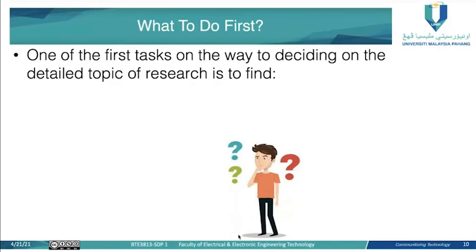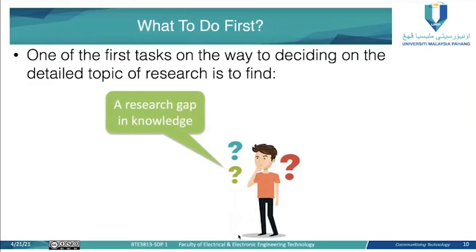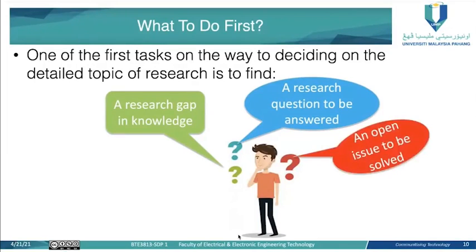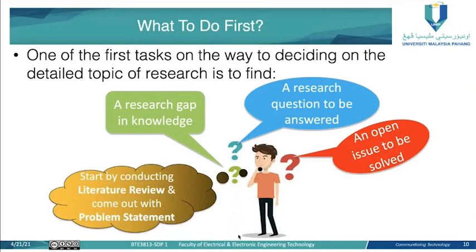So the correct way to start here is to find the research gap in knowledge, the research question to be answered, and the open issue to be solved. If you do not have these things, you are just wasting your time. If you do not have a research gap, a research question, or an open issue or limitation in an existing system, you are wasting your time now. So the best way to start is to conduct a literature review and come out with your problem statement. Without the problem statement, you cannot do your research.